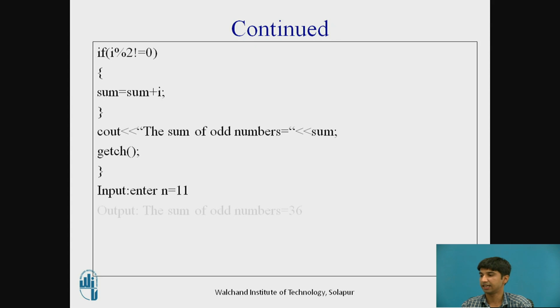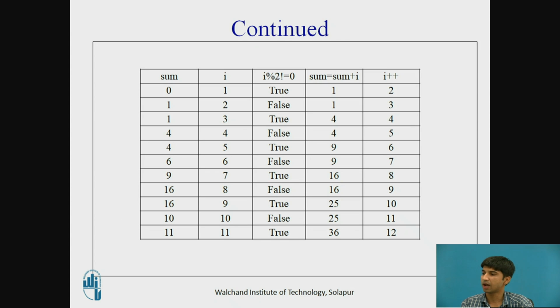So the input is enter n equal to 11. The output is sum of the odd numbers is 36. So this is how it happens in the execution of the program. Sum is equal to 0. Then i value will be 1. i modulus 2 is not equal to 0. It's true, 1 is an odd number. So the sum will be 1. Then afterwards i plus plus means the i value will be incremented to 2.